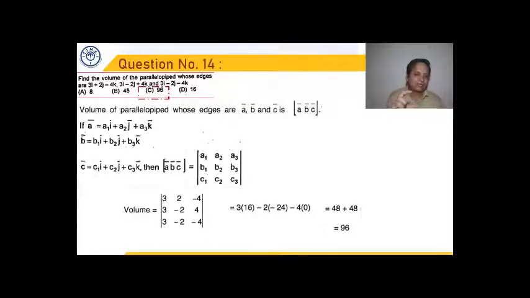Directly we find the scalar triple product, that's the volume of a parallelepiped whose coterminous edges are given by vectors A, B and C.